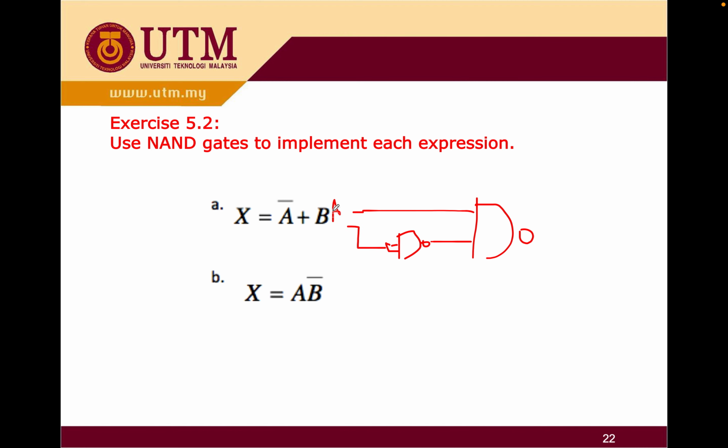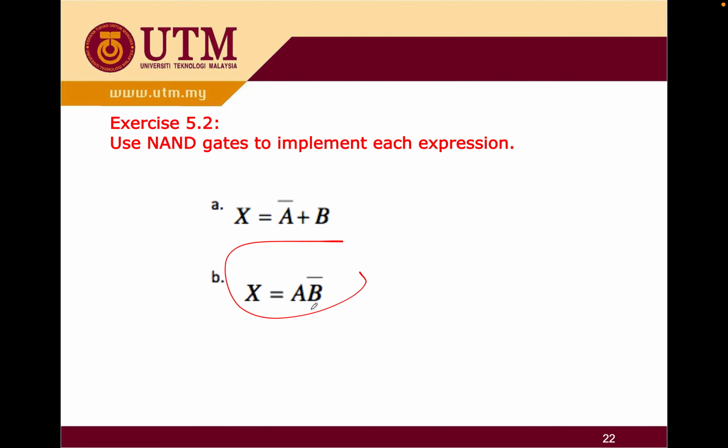So this is A, this is B. And after that, you can try to do this one. It is very simple because you have A bar, this one is B, B bar, and you have an AND gate. You can see here, you have an AND gate there.